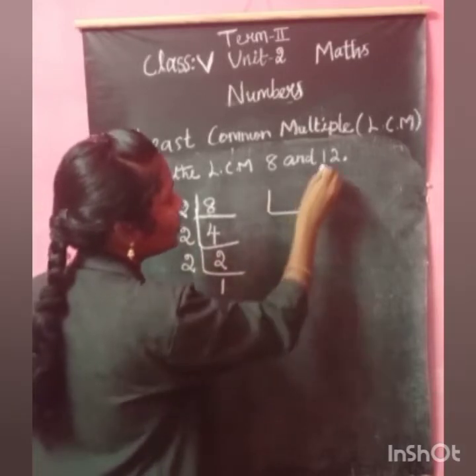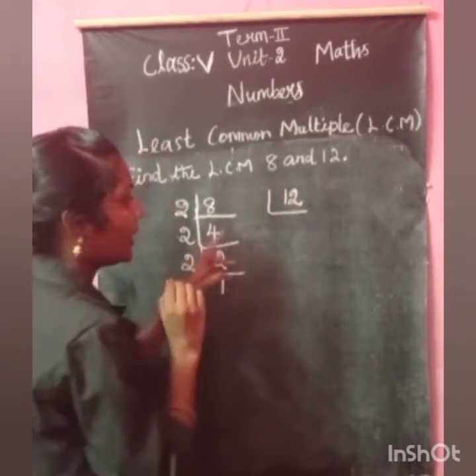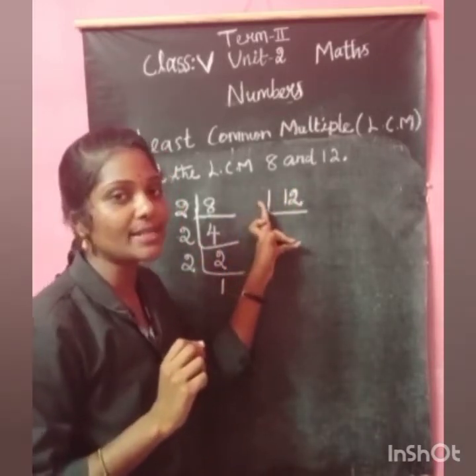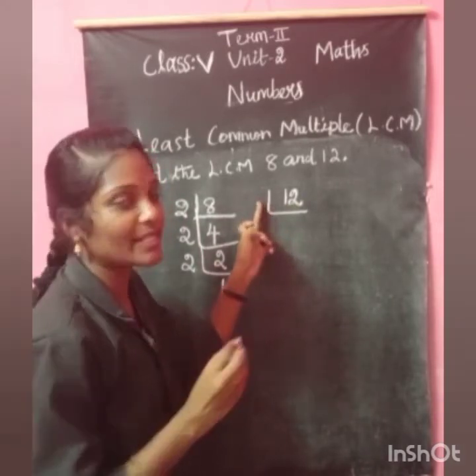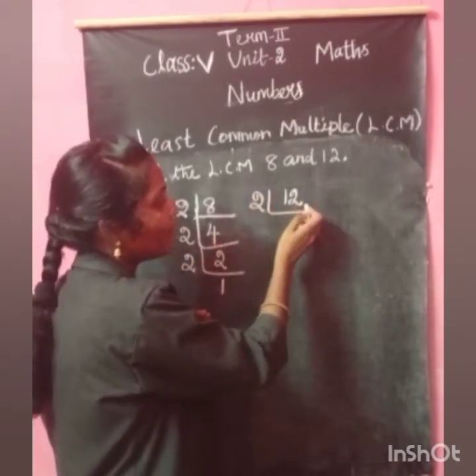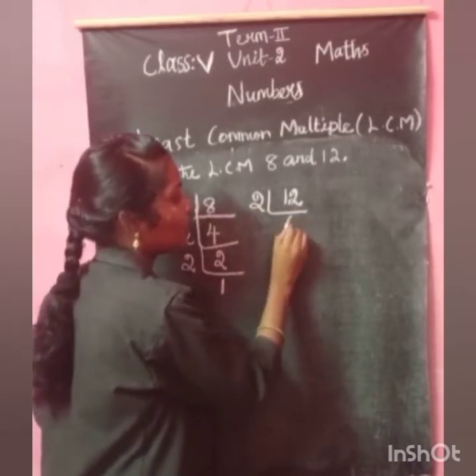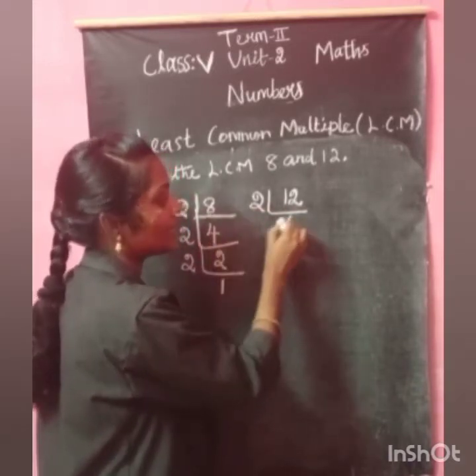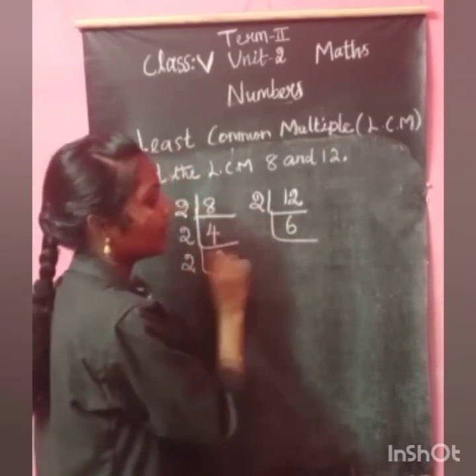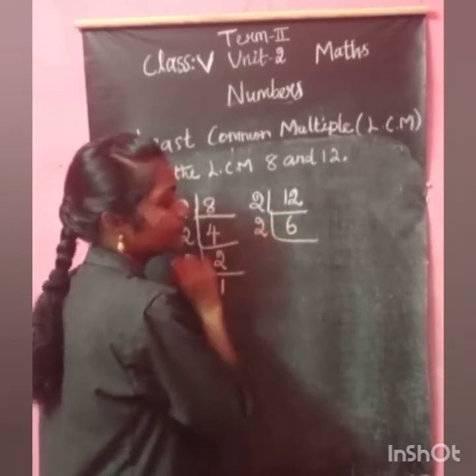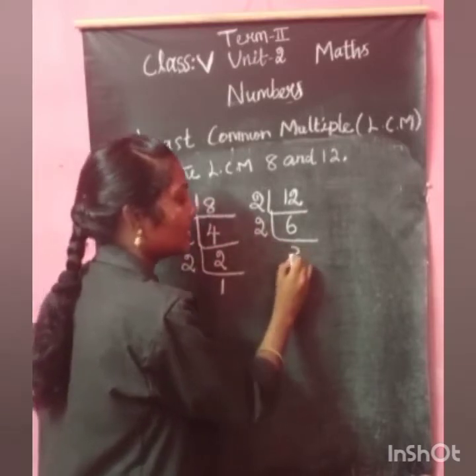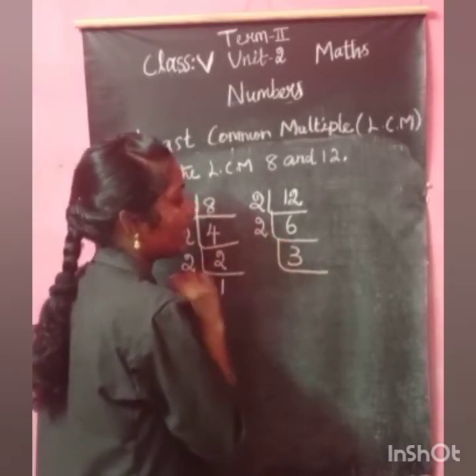Next take 12. Here also take the smallest prime number, 2. Is 12 divisible by 2? Yes. How many times? 6 times. So 6 twos are 12, 6 is the quotient. Next take 2. How many times? 3 times. Very good.